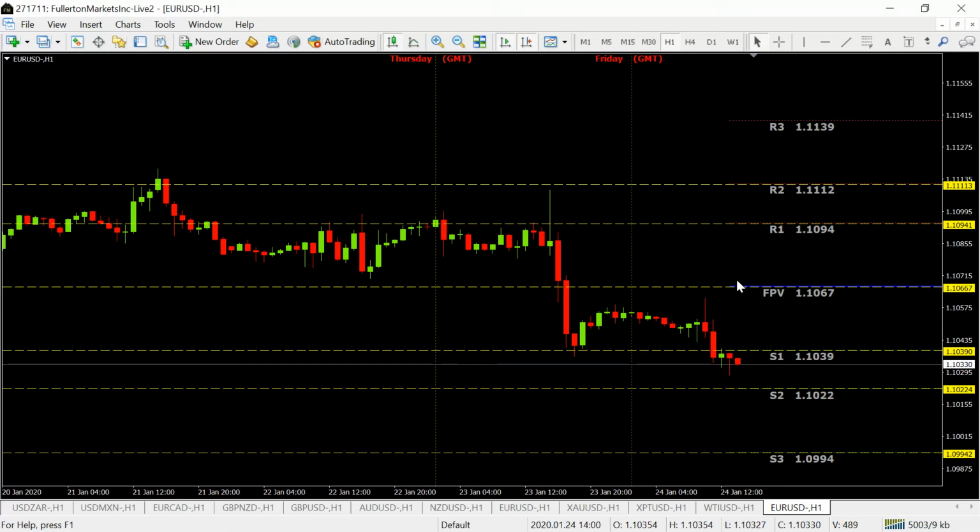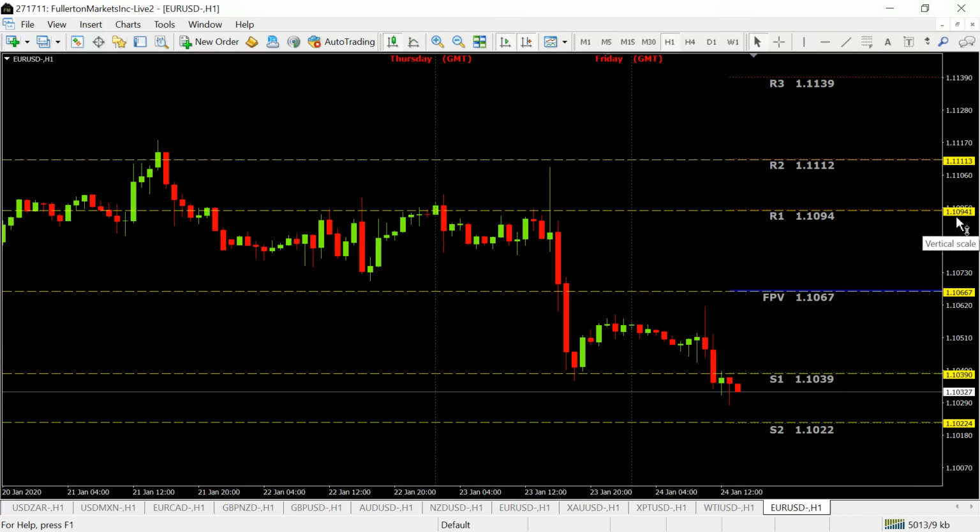And then if it should be bullish and start to go up to R1, R2, R3 is usually about as high as it will get, usually. And then it would start to come back down. So that is just basic support and resistance.